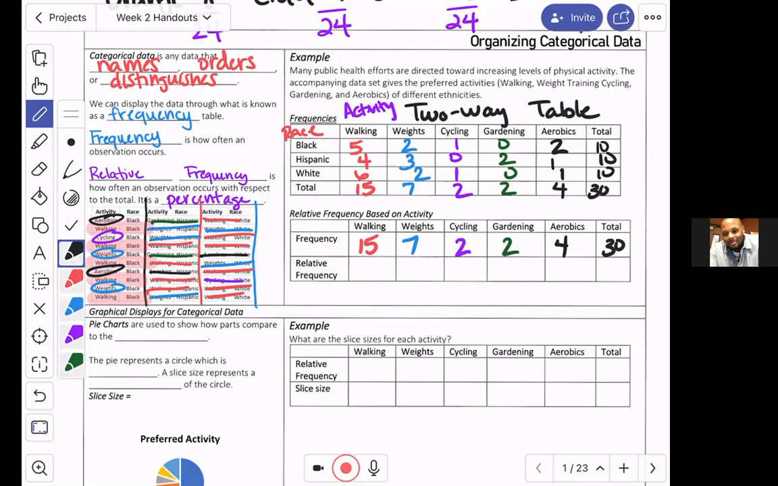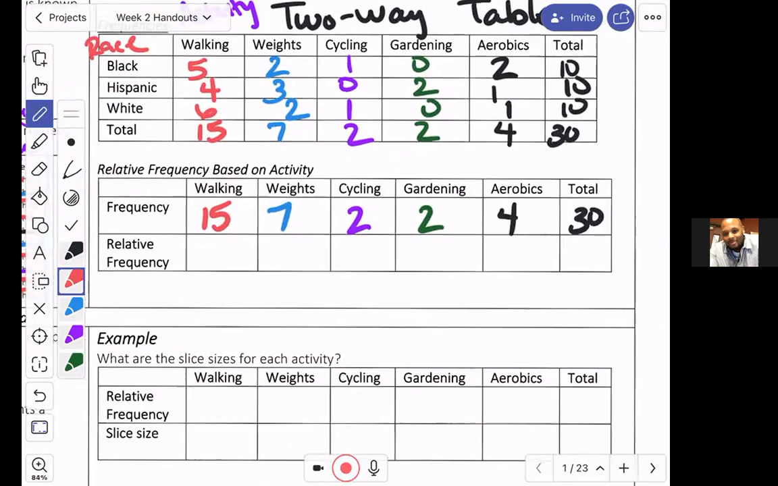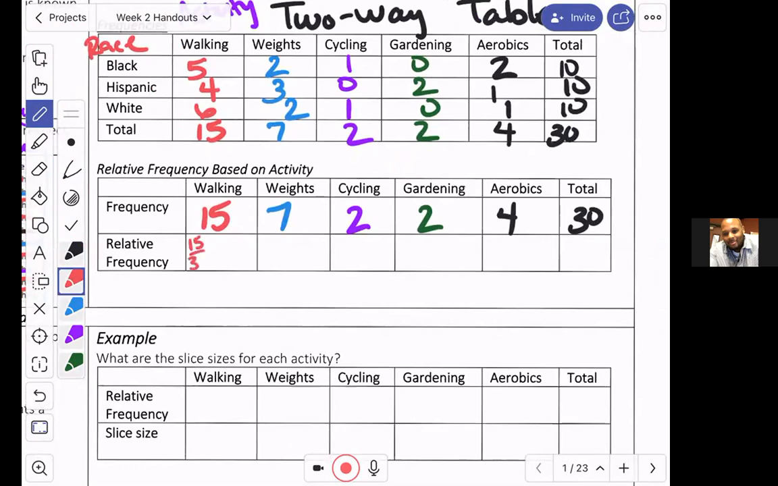If I want to find their relative frequency, the relative frequency is just every frequency divided by the total. So that relative frequency is going to take 15 for the walking people and divide by what number? 30. So when I do 15 divided by 30, what do I get? 1/2, or as a decimal, that is 0.5. 0.50. All right.